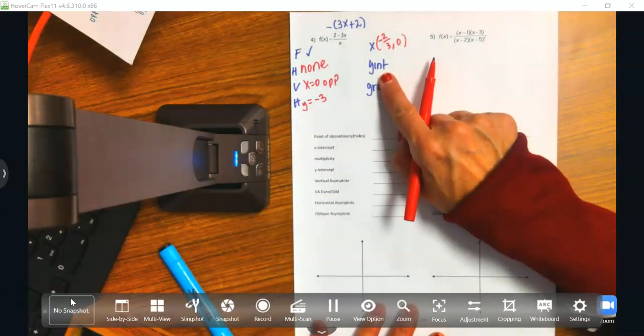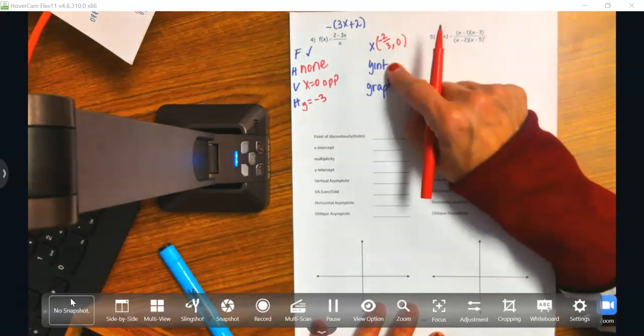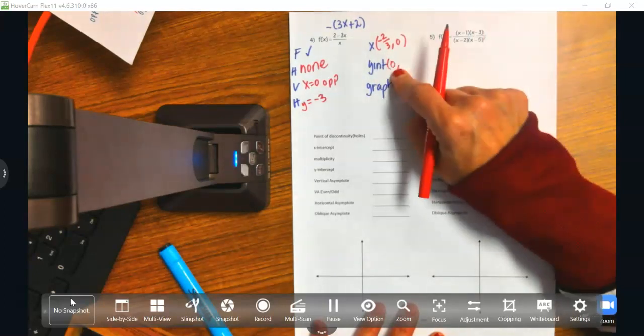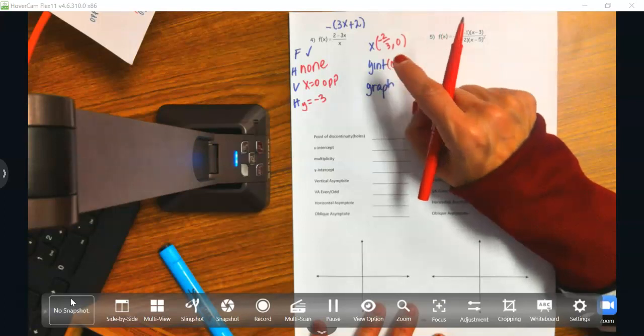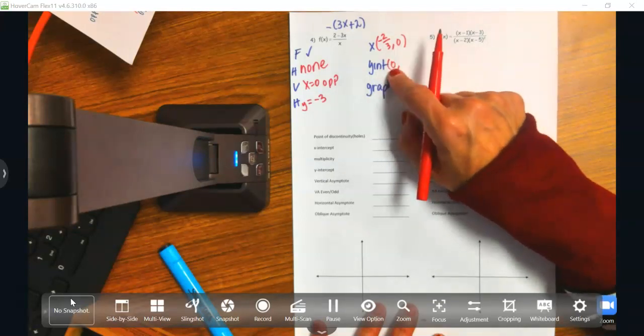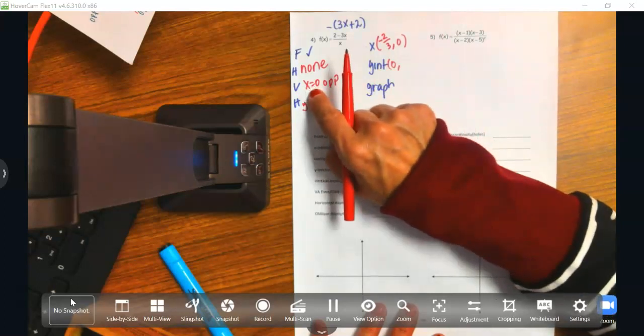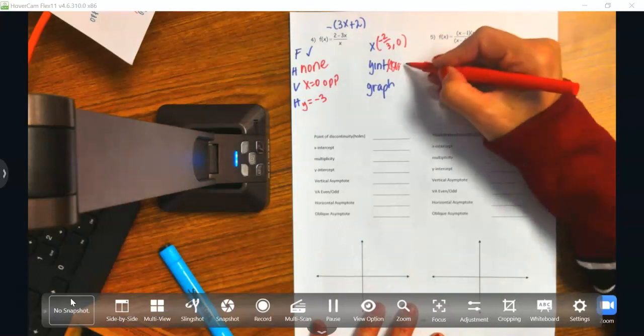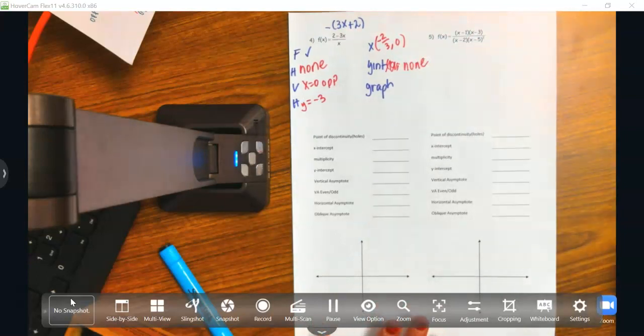Y-intercept. Remember, for a y-intercept, you would plug in a 0 for the letter x. But we can't let x be 0. So the y-intercept's none. Let's graph.